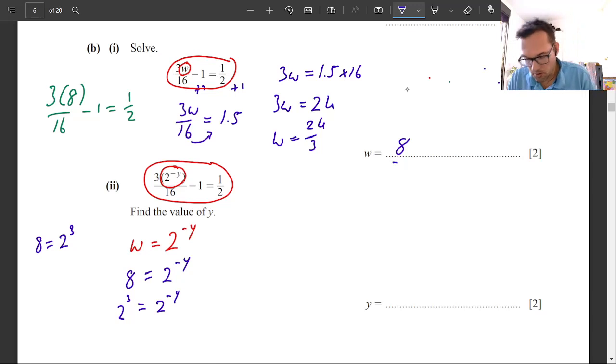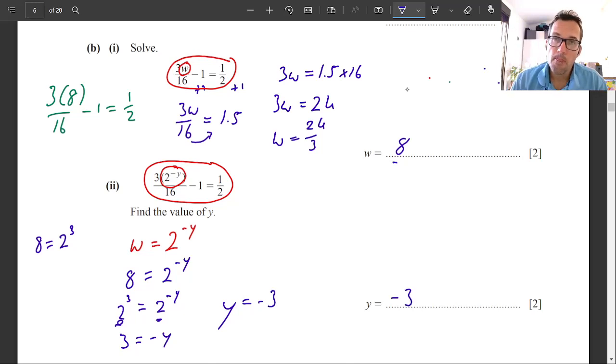Now it's wonderful because the base numbers are both 2. That means 3 equals negative y. Just get rid of the negative, multiply it on the other side, divide it on the other side, whatever you want to do. That means y equals negative 3. Simple actually, isn't it?